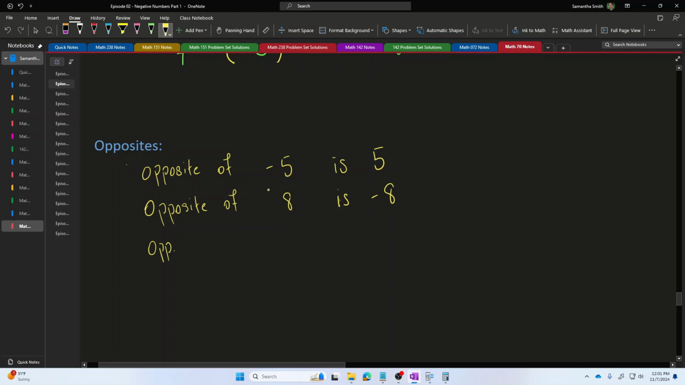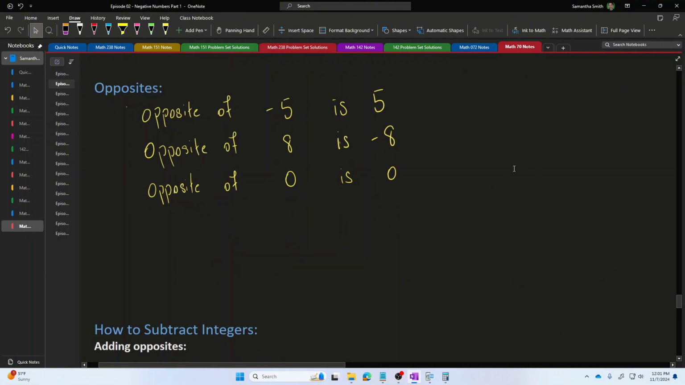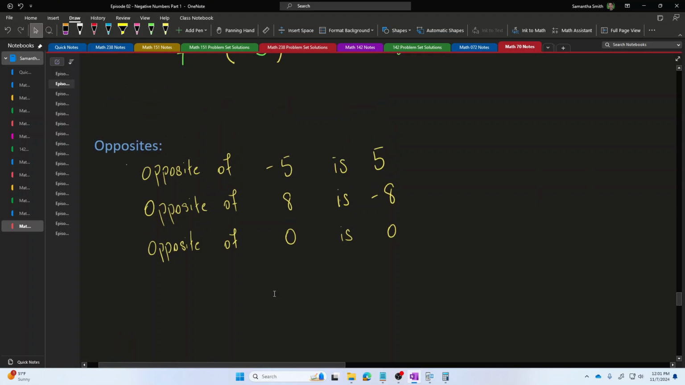0 is kind of a special case because if you take the opposite of 0, the opposite of 0 is just 0 again. Because 0 is neither positive nor negative, the opposite is still just 0, which is also neither positive nor negative. So this is how opposites work. When I talk about the opposite of a number, I'm just talking about switching positive to negative and switching negative to positive.